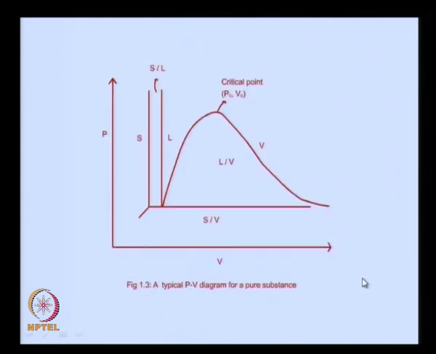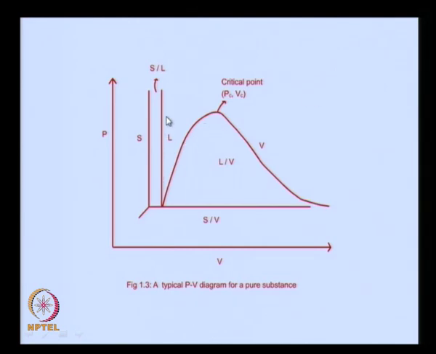In contrast to this, if we look at the pressure versus the specific volume diagram for a pure substance, we saw that these combinations of specific volume and pressure would result in a solid. These combinations of specific volume and pressure would result in a liquid, and these values of specific volume and pressure would result in a vapor.